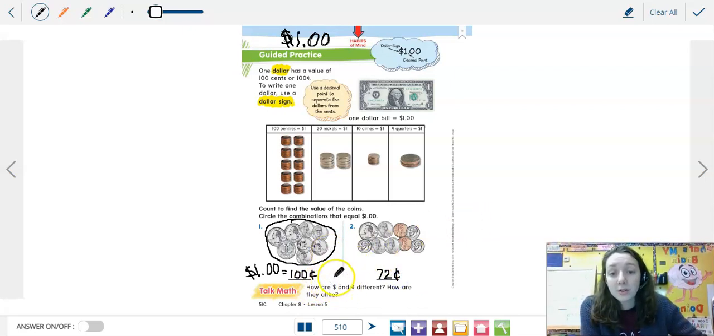So how are the dollar sign and cent sign different and how are they alike? Well, they're alike because they're both used to mark value of money and show that the number I have, 72, isn't just 72, it's 72 cents.